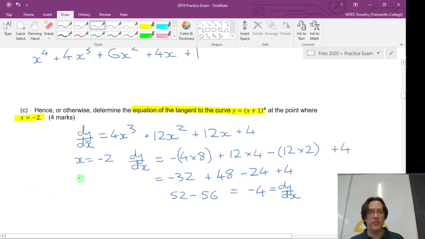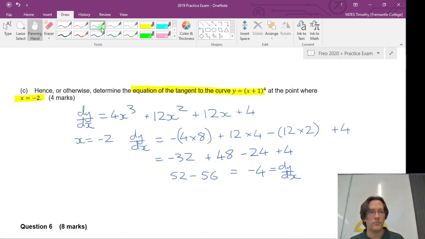So what we need to do next, there's a lot to this one. The next thing we need to do is find out the y coordinate. That's actually pretty easy. -2 plus 1 is -1. -1 to the power of 4 is 1. So we don't even have to. It's much easier to do this than to try and do it in the original equation.